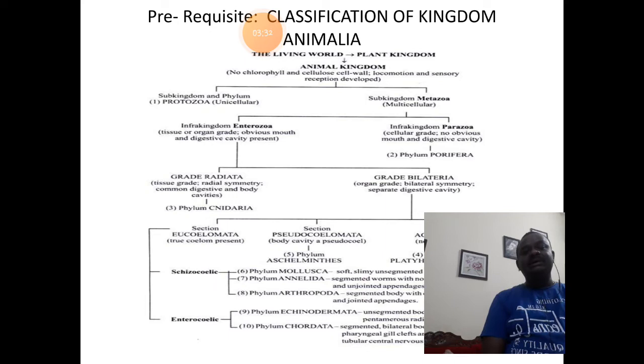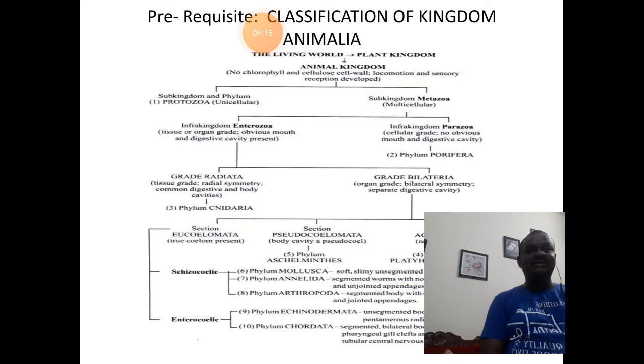In later days, it was W.H. Whittaker who proposed five kingdom classification. According to him, along with Kingdom Plantae, Kingdom Animalia and Kingdom Protista, he included two more kingdoms, which include Kingdom Mycota, that categorizes the organisms of fungi, and Kingdom Monera. Now, this five kingdom classification is what majorly we all are following.